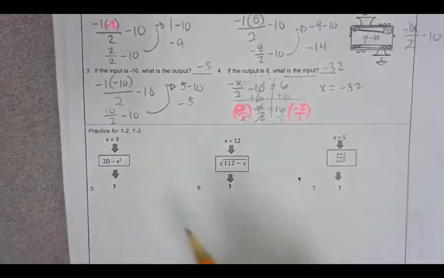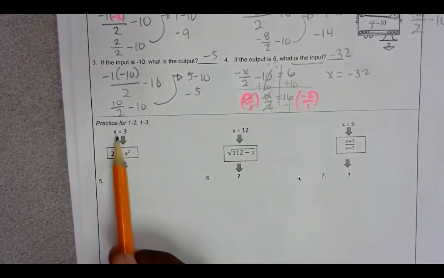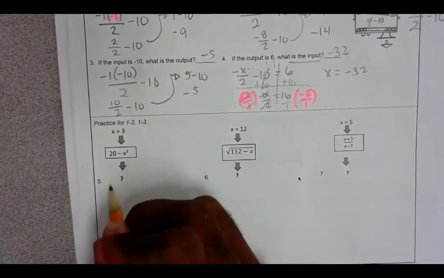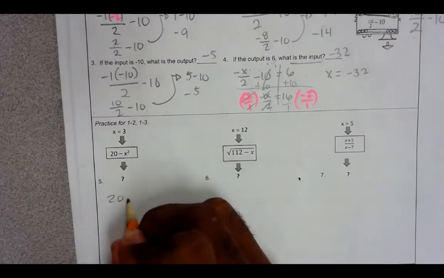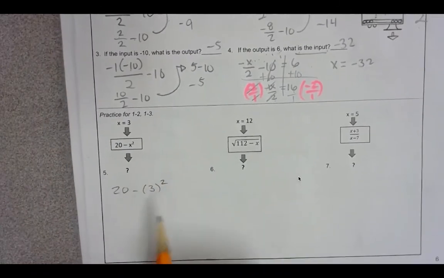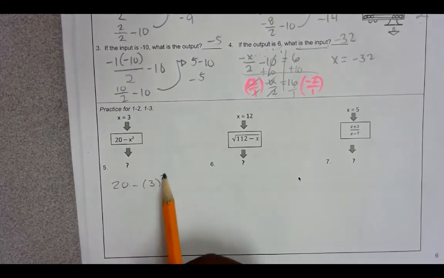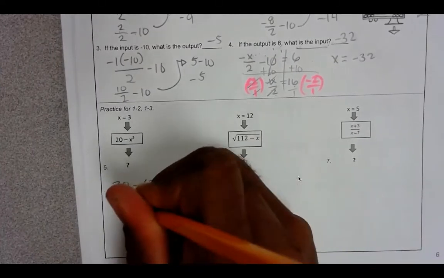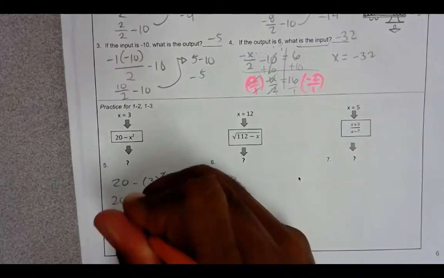Okay, so now down here, this is all the same thing. So now I'm going to plug in that 3 wherever the x is. Okay, and then simplify. Okay, so first I got to do exponents. 3 squared is 9. 20 minus 9, that's 11.